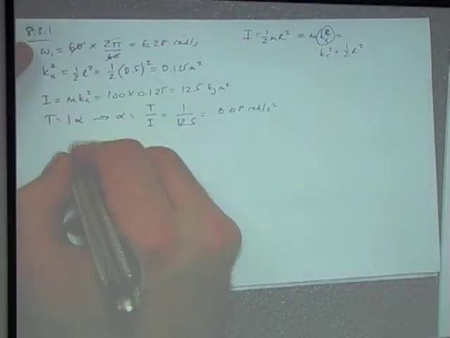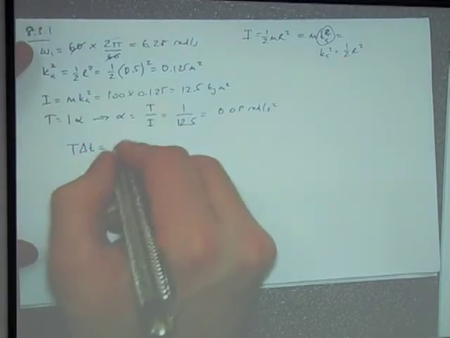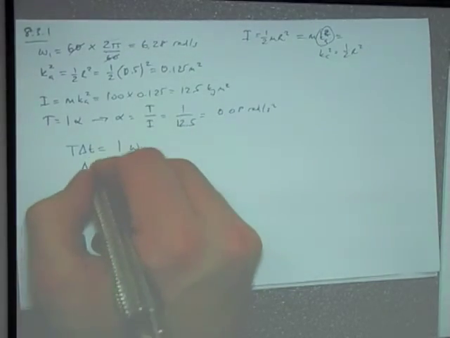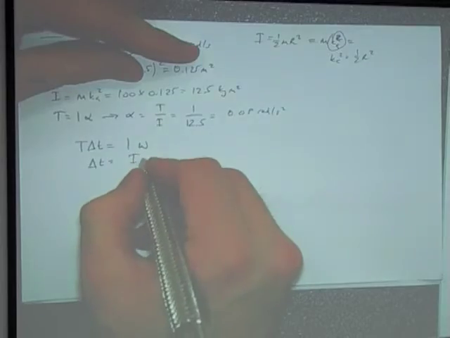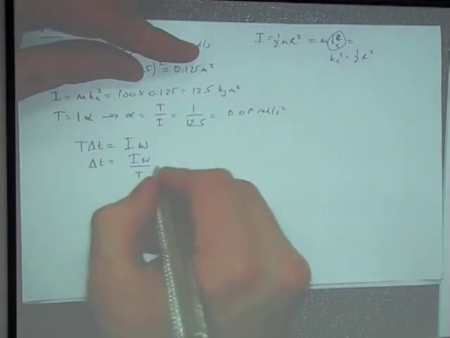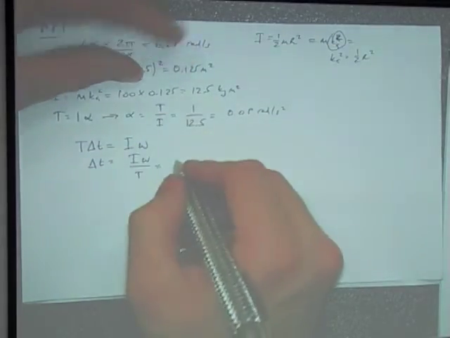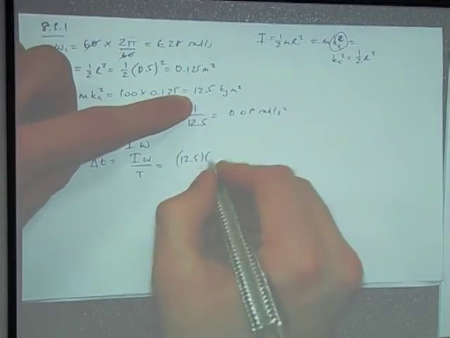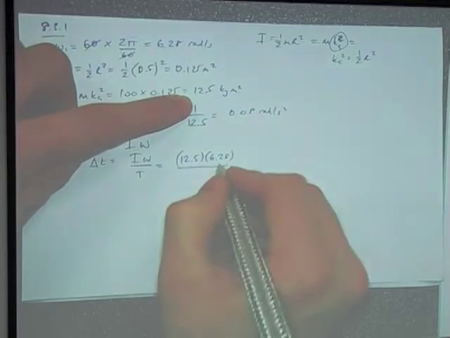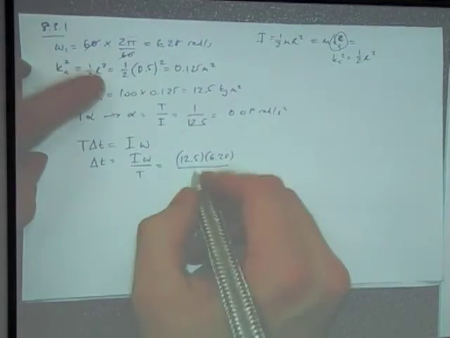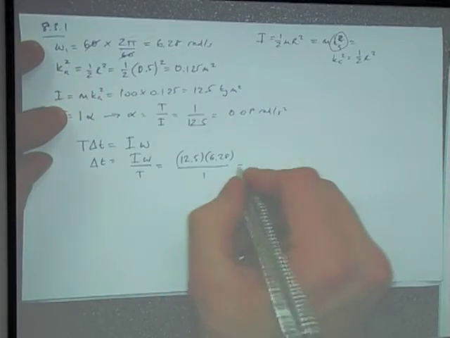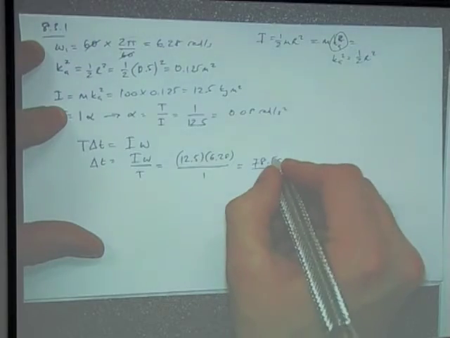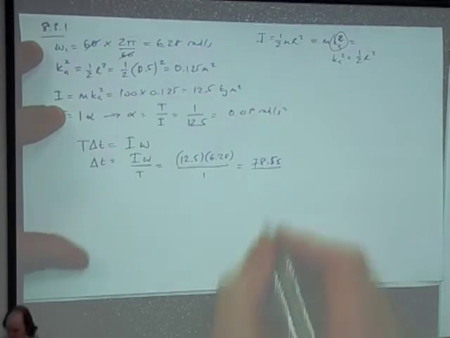And we know the torque impulse, torque times delta T, equals I omega. So delta T, which is what we're trying to find, the time it takes, is going to be I omega divided by T. So I is 12.5, omega is 6.28, divided by T, which is 1. And so we have 78.5 seconds. So there's the answer to the first bit, 78.5 seconds.